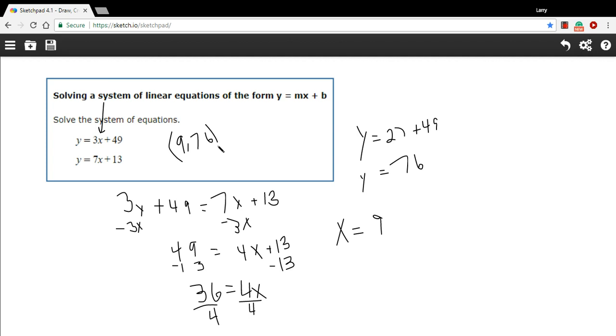If you wanted to double check that this works, you could test it in the other one. If we put in 9 for x, 7 times 9, add 13, you should get 76. So that is a little bit of work in solving a system of linear equations.